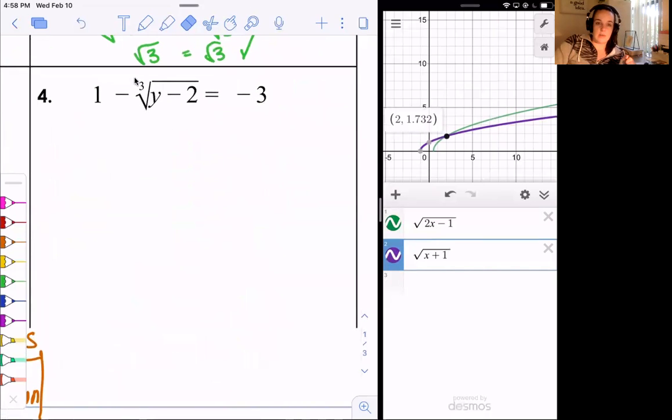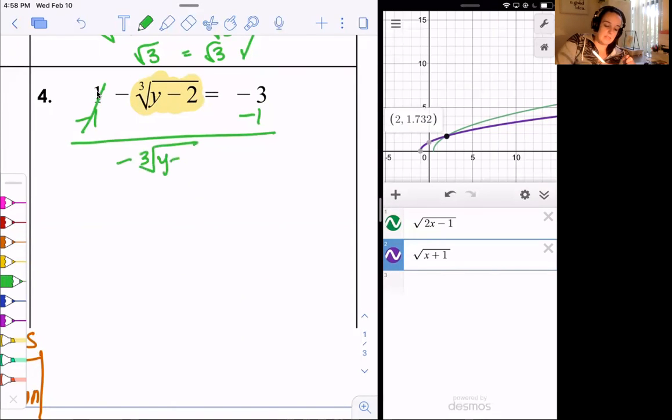We notice there's a cube root here. We're going to follow the exact same steps. So first step is getting the cube root by itself, the radical by itself. I'm going to subtract 1. So I have a positive 1 here. It's going to give me negative cube root of y minus 2 equals negative 4.